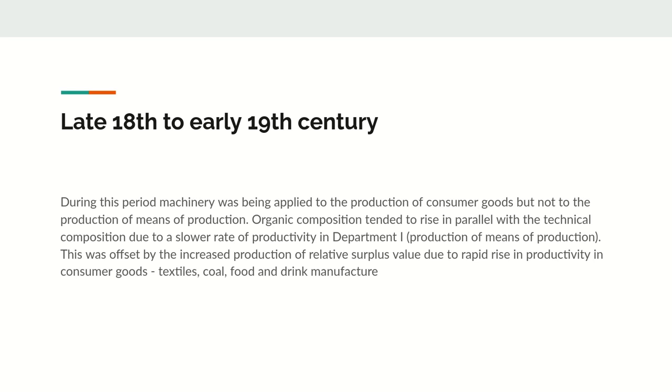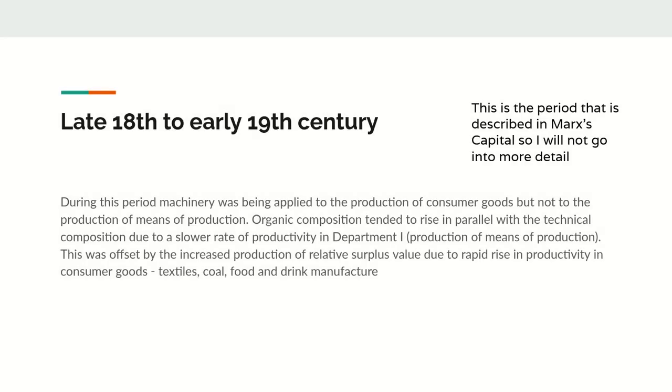And this rise in the organic composition of capital was offset by the increased production of relative surplus value due to the rapid rise in productivity in consumer goods, in the textile industry, coal, food and drink manufacturing industries. This is the period that's described in Marx's Capital, which was written in the 1860s. So I'm not going to go into it in more detail.